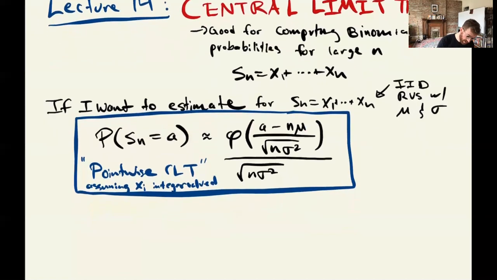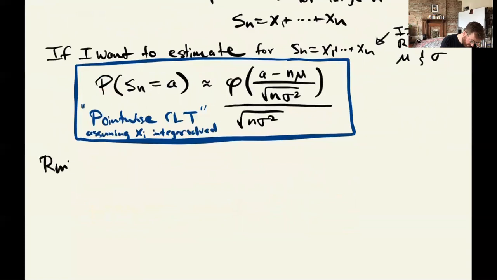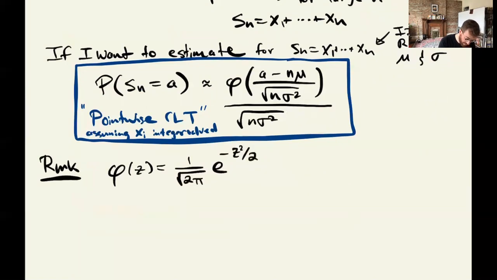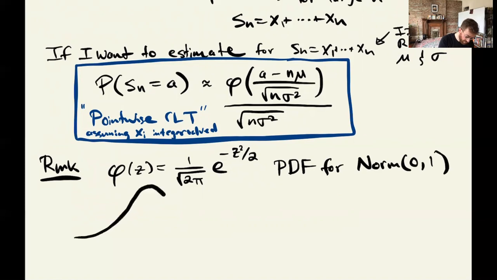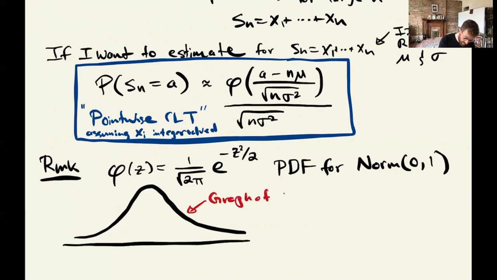Just as a quick remark, phi here is the probability density function of the unit normal, so it's the PDF for normal 0, 1. In particular, if you were to graph this function, you would get this sort of bell curve. This is the graph of phi. But what we considered last time was picking a value, let's say little z, and then looking at the lower tail probability. This is what we call capital phi of z. So it's very important to remember that those two things are different.